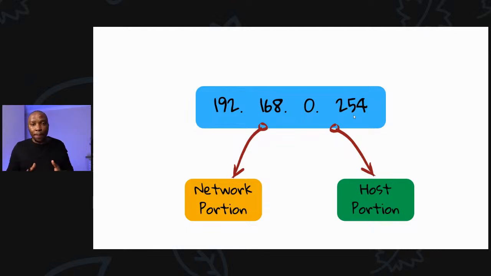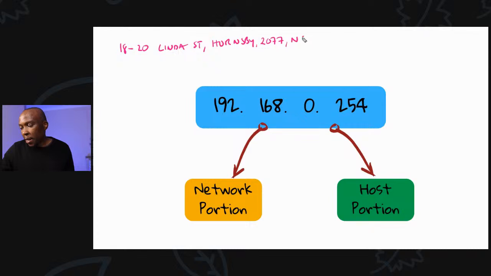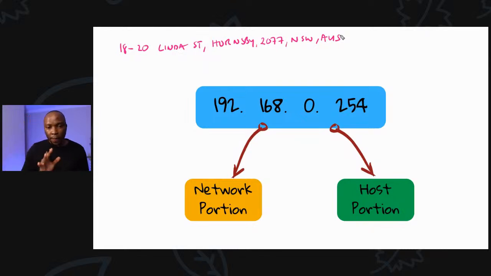Our IP address is made out of two components. We have what is known as the network portion, and we have what is known as the host portion. So if I were to take back our example of my home address in Sydney that I highlighted earlier on, the address was 18 to 20 Linda Street, and that was in a suburb called Hornsby, and the postcode was 2077, and the state was New South Wales, and the country was Australia. And why am I breaking this for you?